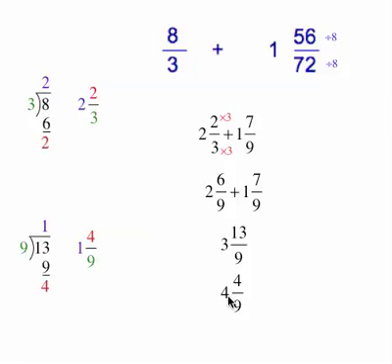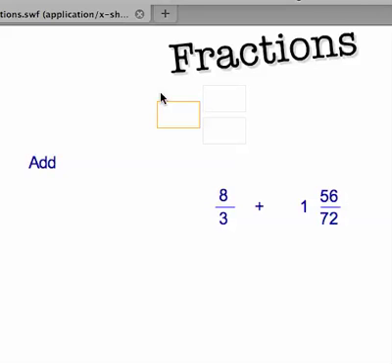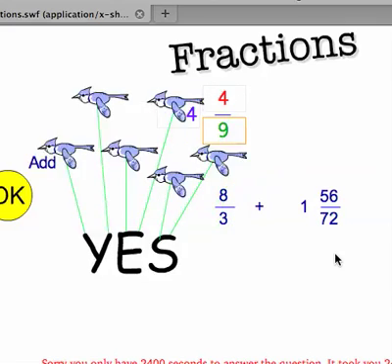Let's just go and check and see if this is the right answer. So 4 and 4/9. Yay! And that's it.